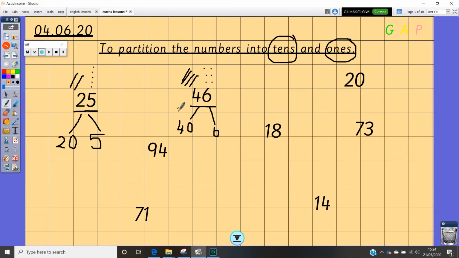So pause the video now and have a really good go at working out each of these numbers and their partitioning, and we will come back and have a look at the answers.